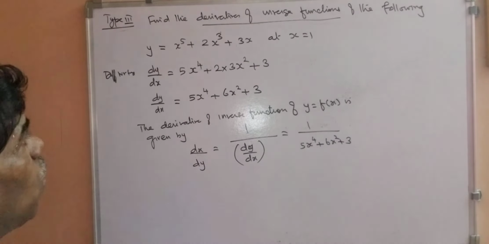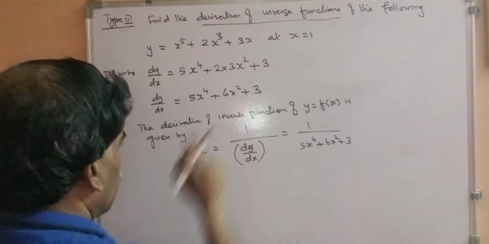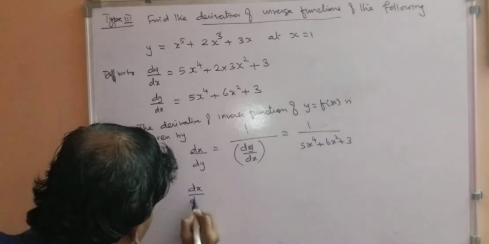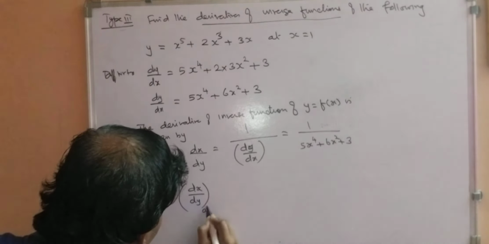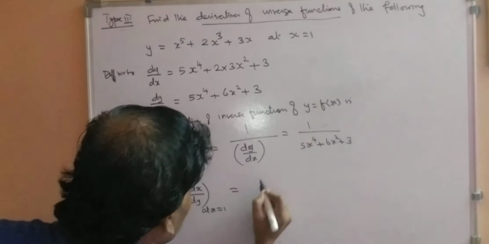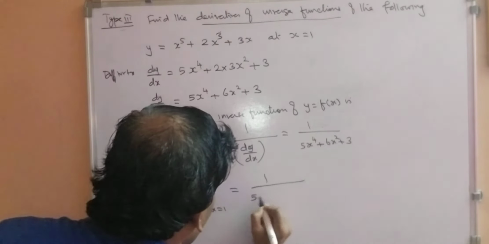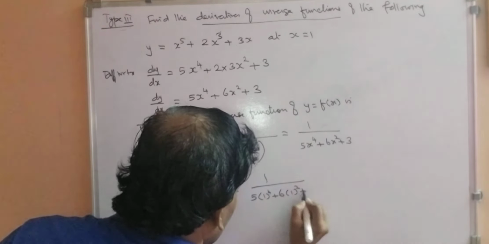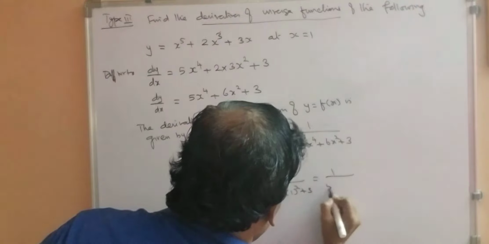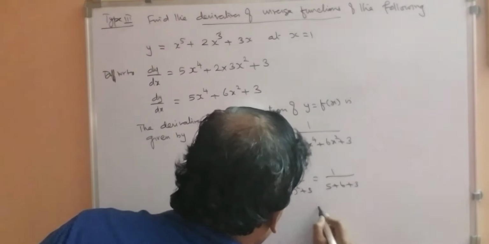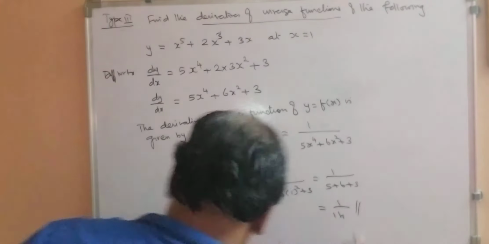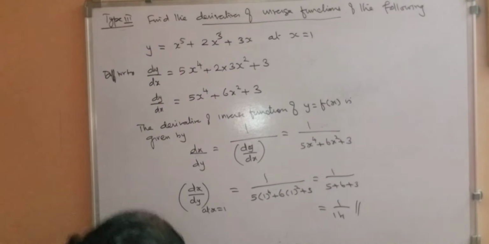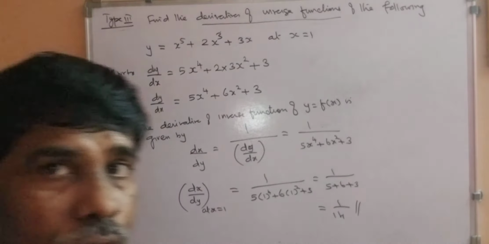Now what you have to find out? You have to find out the derivative of inverse function. We got it at x equal to 1. That means dx upon dy at x equal to 1. So 1 upon, you put value of x as 1. This is how you have to do the sum. We will do one more sum, then you will understand better.